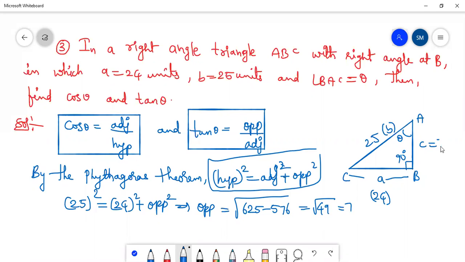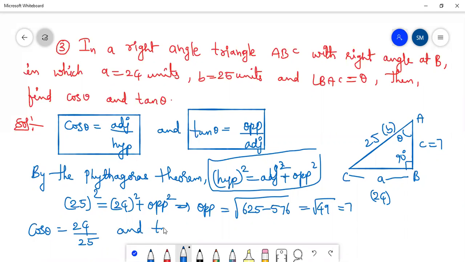We discussed an earlier problem that is also related to the same values of 7, 24, 25. Just here, on subtracting, we are getting 49 only. Now we have the values of each and every side of the right angle triangle. Then we can write what is the cos theta. Cos theta is equal to adjacent by hypotenuse, which is 24 by 25.